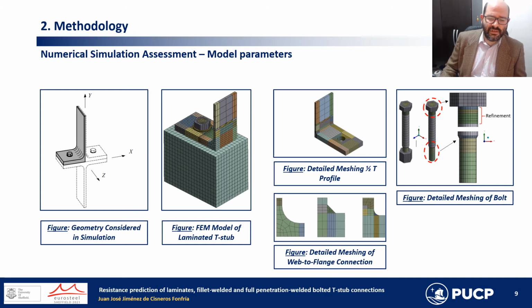Three parametric models were programmed with the same geometrical properties as the specimens tested. 1/4 of the T-profile, because of the double symmetry, and the bolt were modeled with three-dimensional 8-node brick elements, considering geometrical and material elastoplastic non-linearity with isotropic strength hardening, and the von Mises yield criterion.